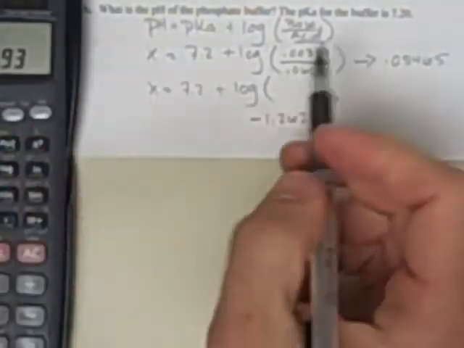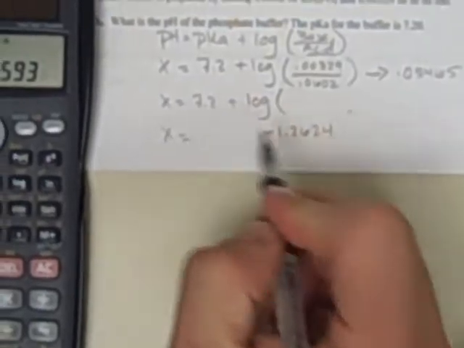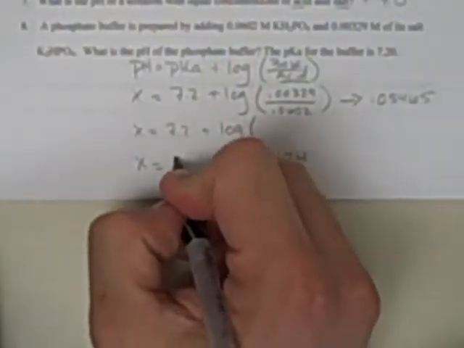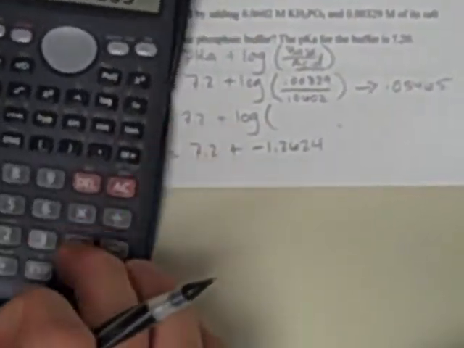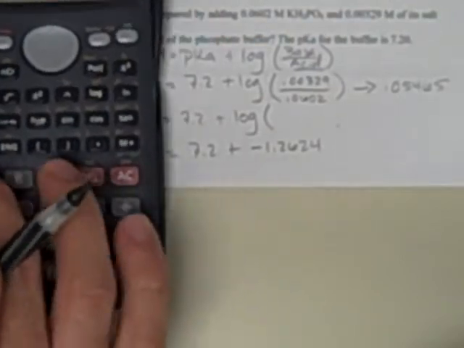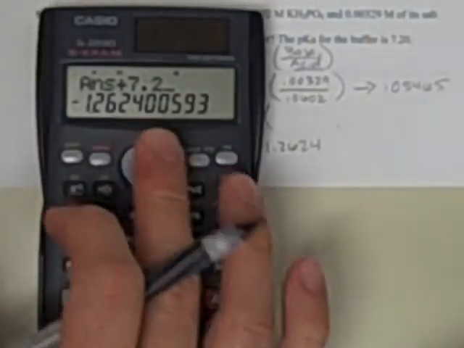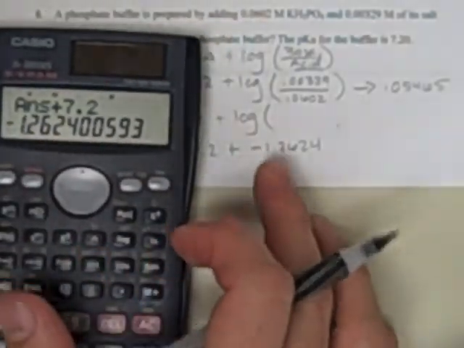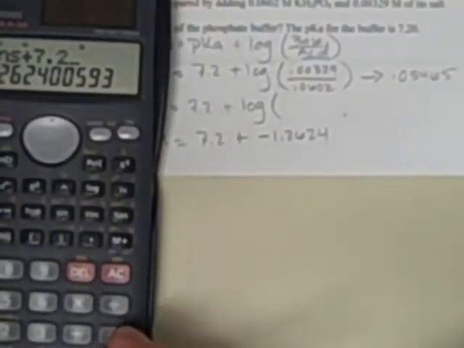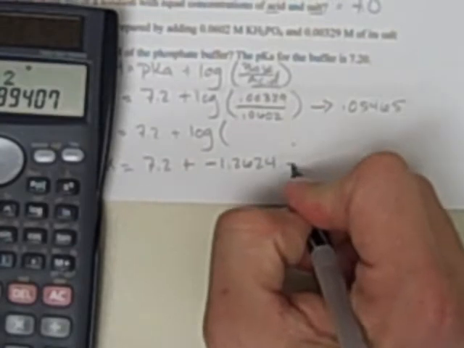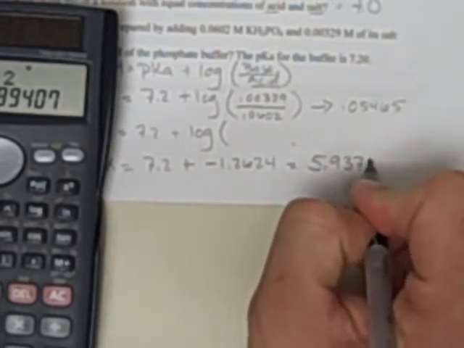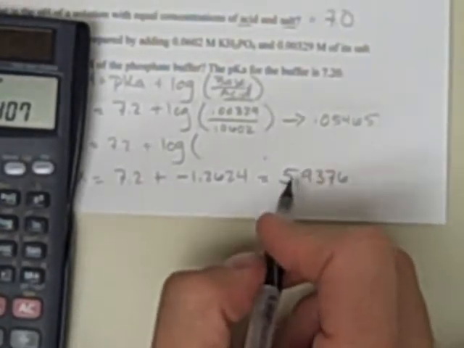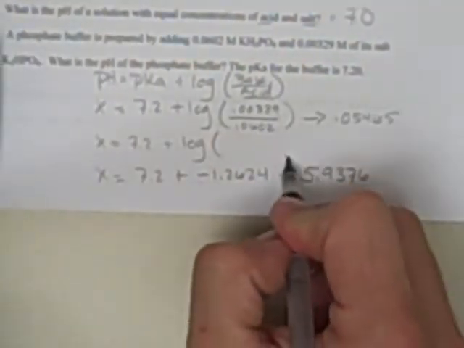And it's saying, hey, this is negative 1.2624. So x is equal to 7.2 plus negative 1.2624. If I put that in my calculator, and I just like to save the answers that were already in there, so I took that answer, negative 1.2624, and added it to 7.2. And I get a final answer of 5.9376, and so on. And that would be the pH of my solution.